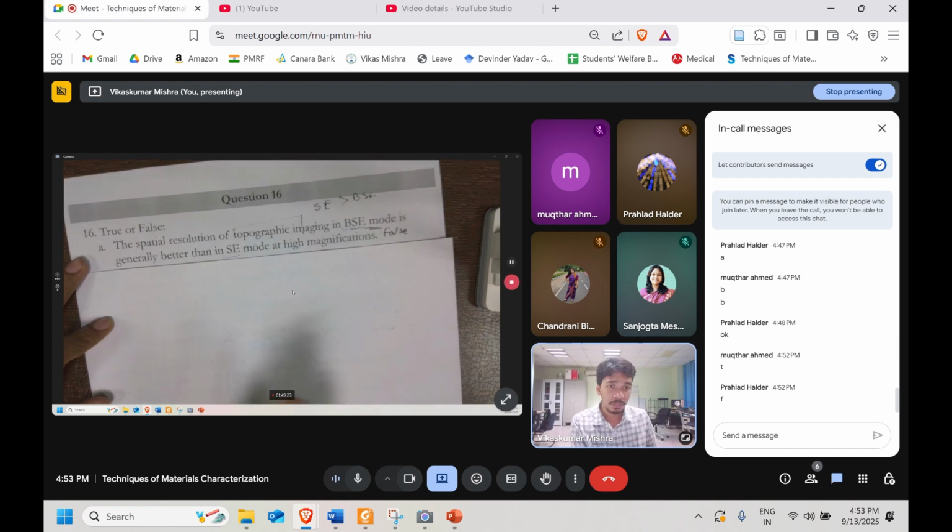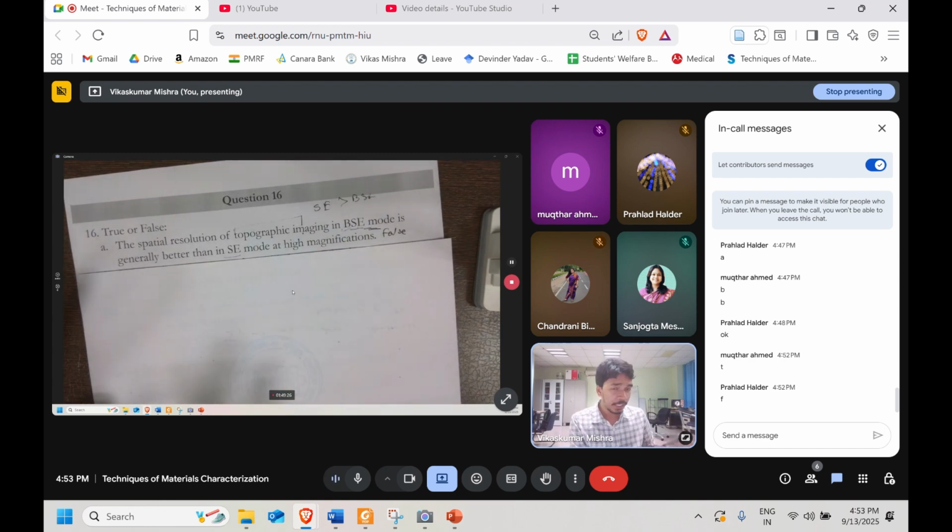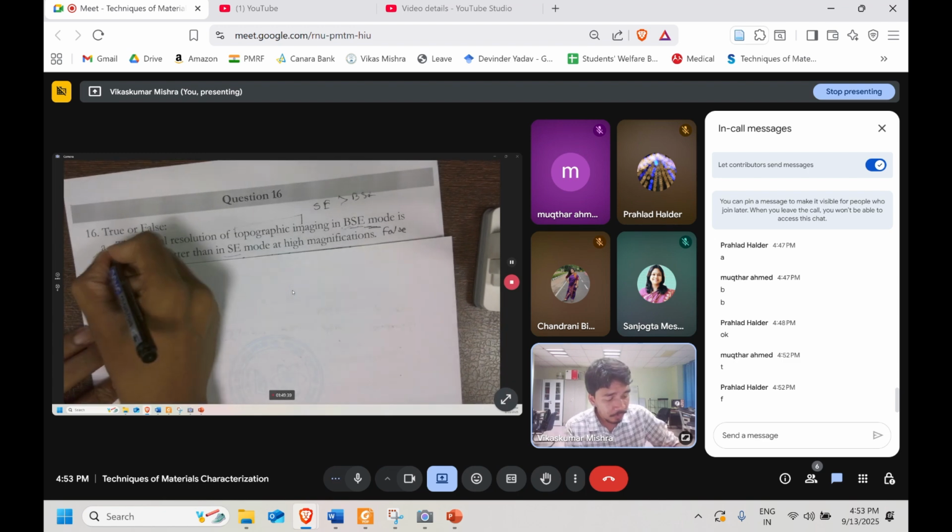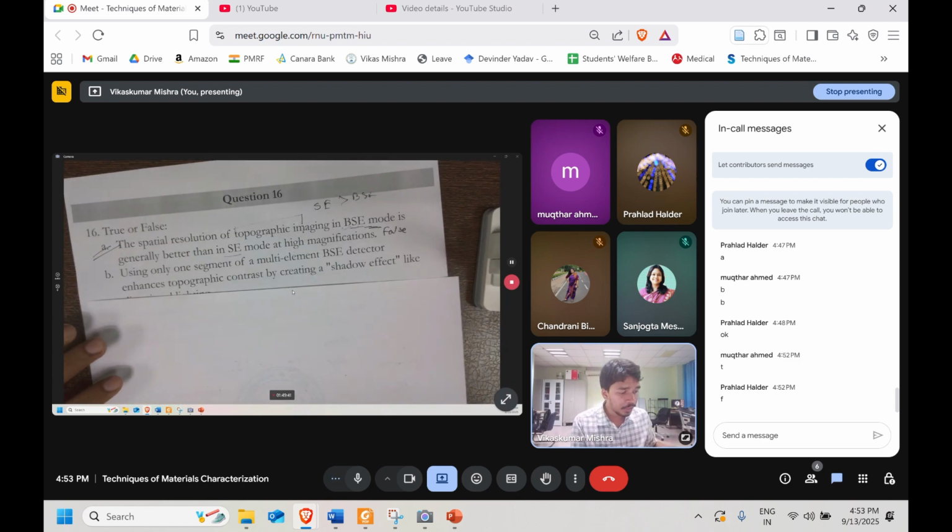That's great, Prahlad. See, Ahmed, this is the main reason why we are going with the SE, not the BSE. When we want to see the topological information at higher magnifications, we will go with the SE. Okay, so this is how we have solved this first part. Let's go to the second part.